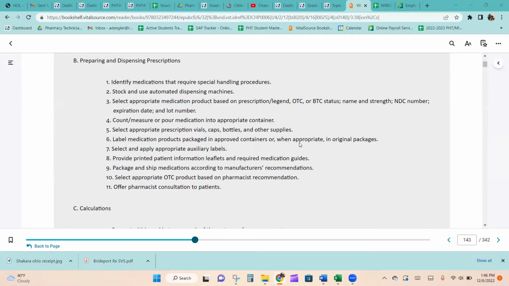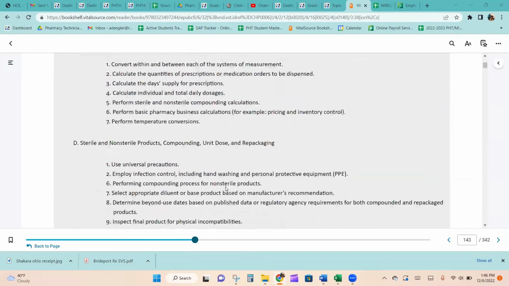Select and apply appropriate auxiliary labels. Provide printed pharmacy information leaflets and required medication guides. Package and ship medications according to manufacturer's recommendations. Select appropriate OTC product based on pharmacist recommendation. Offer pharmacist consultation to patients.